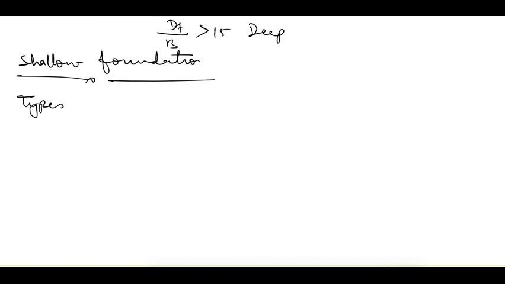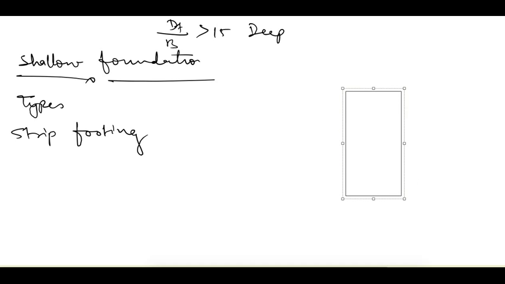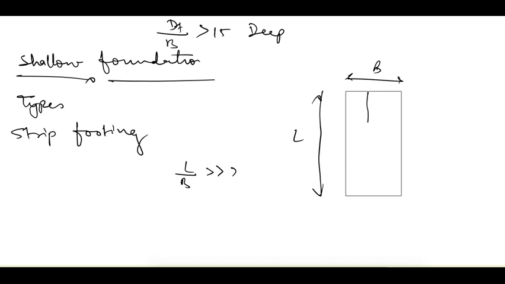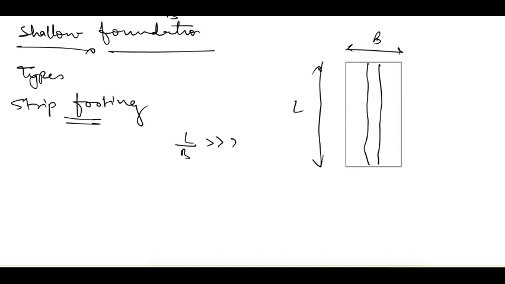First type is strip footing. What is a strip footing? When there is a wall as a superstructure, for carrying the load of a wall, the strip footing is considered. So its length to width ratio is very high. So this side, this is L and this is B. So L by B is very large. So we'll put a wall here, it will carry the whole wall. So in that case, the strip footing is considered.